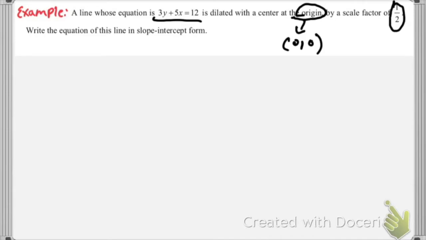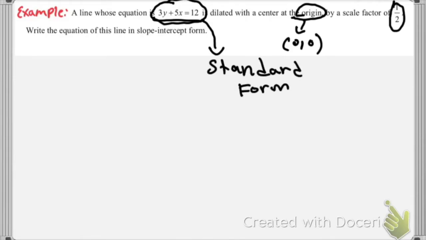So is this line getting bigger, smaller? What's happening? Notice if we have a scale factor that's less than 1, the image is going to be smaller. And if our scale factor is greater than 1, then the image gets bigger. You should probably write that down. Let's look at this line. Well, this line is in standard form, and I can't really tell much from it. We need to turn it into one of the forms that we are comfortable with, which is y equals mx plus b. So let's do that.